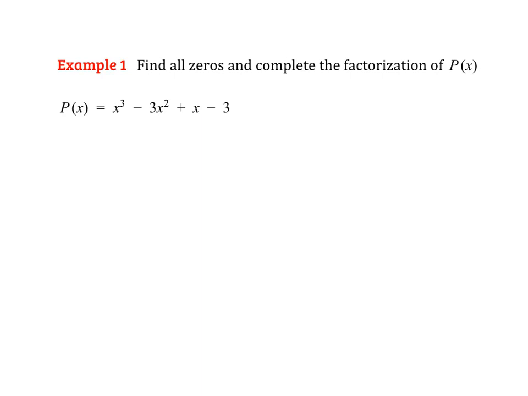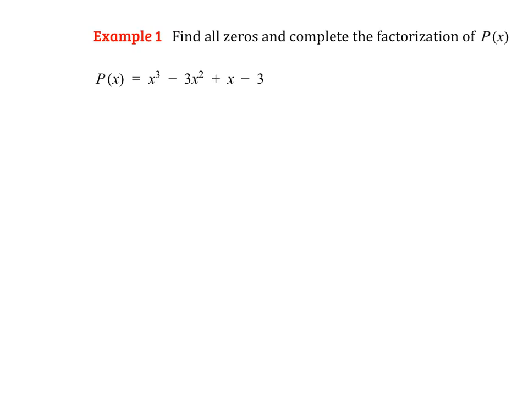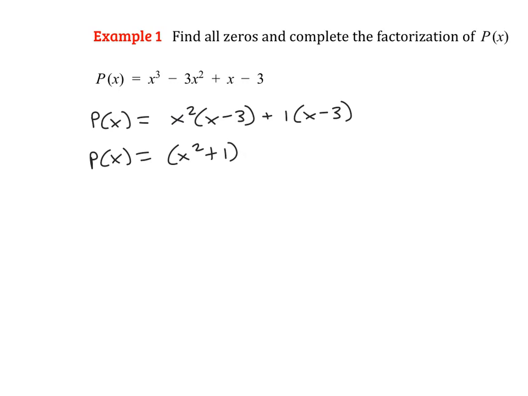Okay, so let's start with example 1 together. Here we're going to find all zeros and do a complete factorization of this polynomial. For something like this, we always check to see if we can factor first. In this case, let's try to factor by grouping. For the first two terms, I notice there's a GCF of x squared, so x squared times x minus 3. And then I could say plus 1 times x minus 3. So here I get x squared plus 1 times x minus 3.